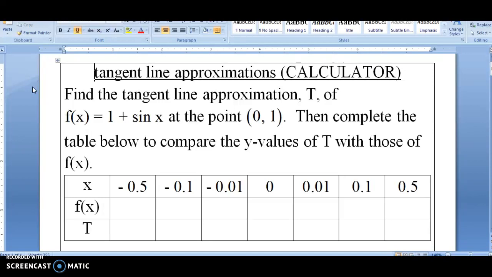Therefore, if we were trying to write the equation of a tangent line to this curve at the point 0, 1, we would use the point 0, 1 and the slope of 1. Putting that into point-slope form and doing a little bit of algebra work to put the equation in slope-intercept form, we would come up with the following.